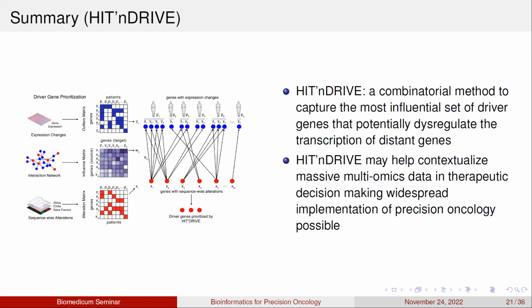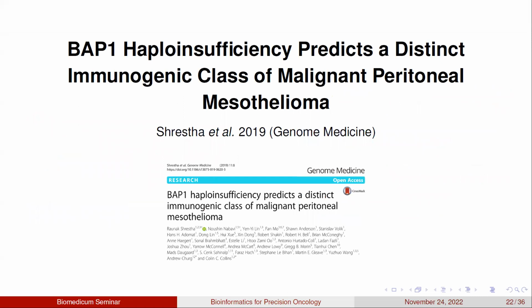Having developed this algorithm, I was interested in applying it to a novel cohort of cancer patients. So now I will jump into another part of our talk, where I used a rare cancer cohort called malignant peritoneal mesothelioma. We applied this algorithm, Hidden Drive, to identify driver genes and therapeutic biomarkers. This study was published back in 2019 in Genome Medicine.